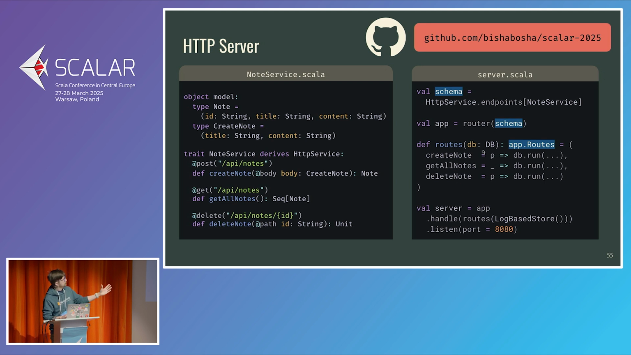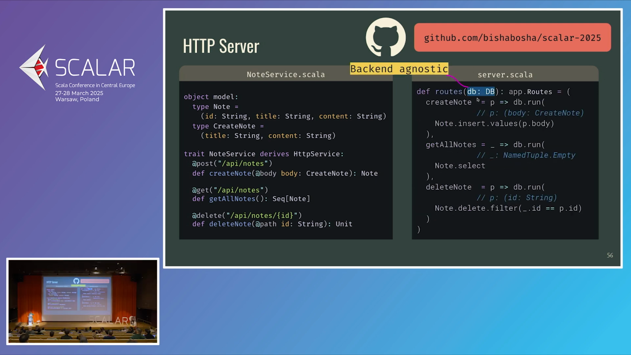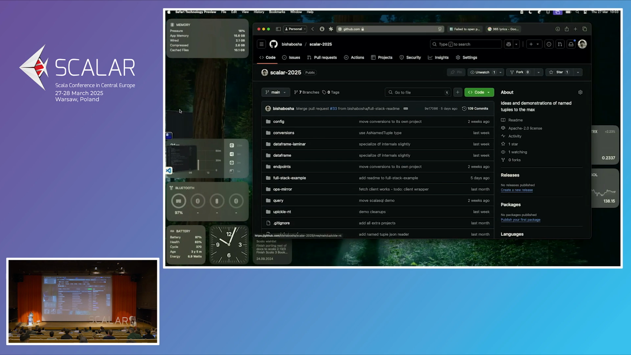And it's parameterized on this database. And the database I passed in the main method, so it's going to be this log-based store. And what does this do? It's a database wrapping around that Scala SQL thing I just showed. And so when I run these things, I can insert values, select all the notes, delete a note where the ID matches. This is all using the named tuple selectable stuff. And here's what it looks like.